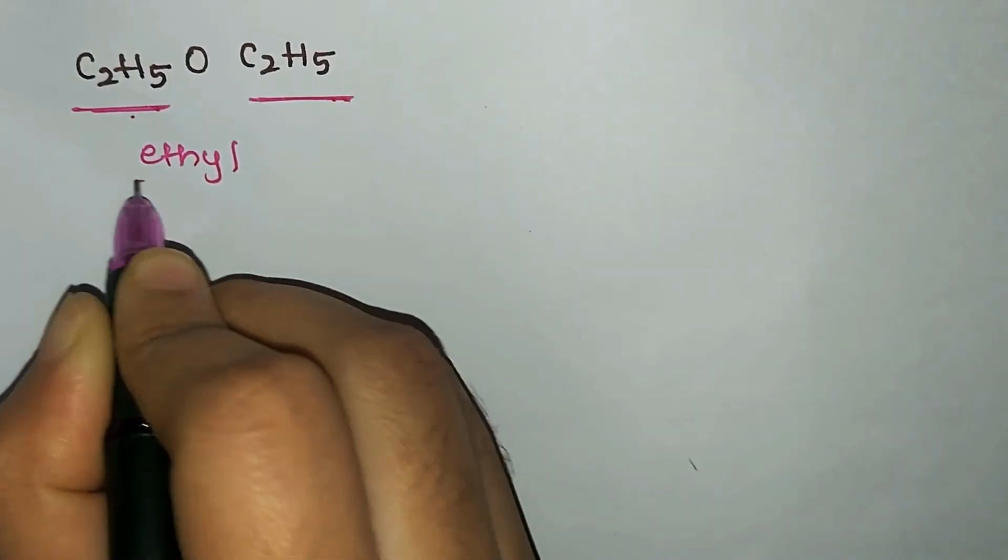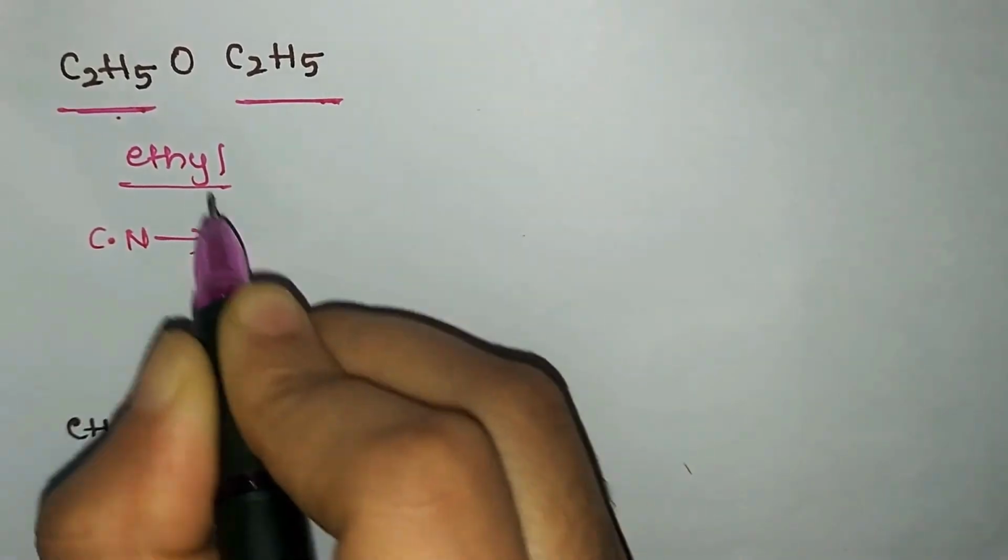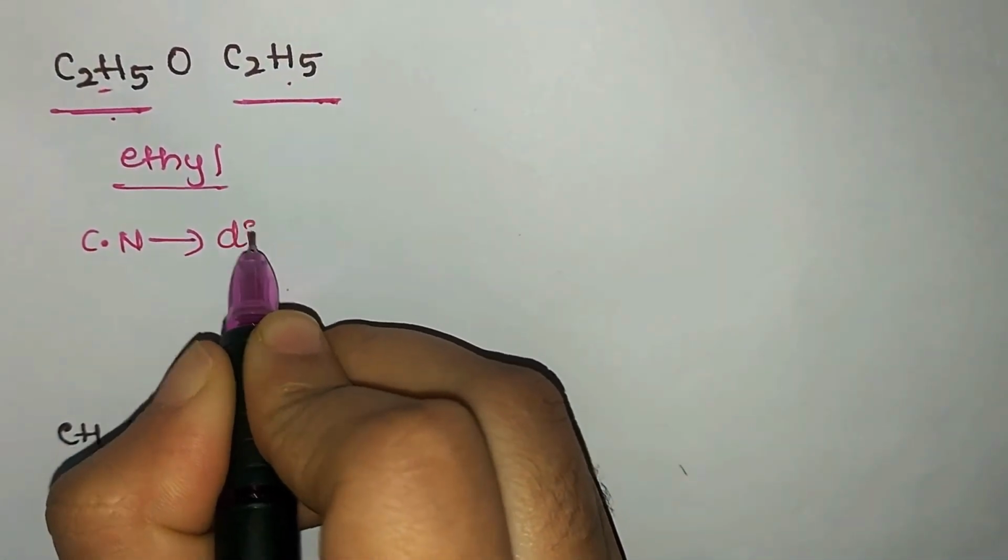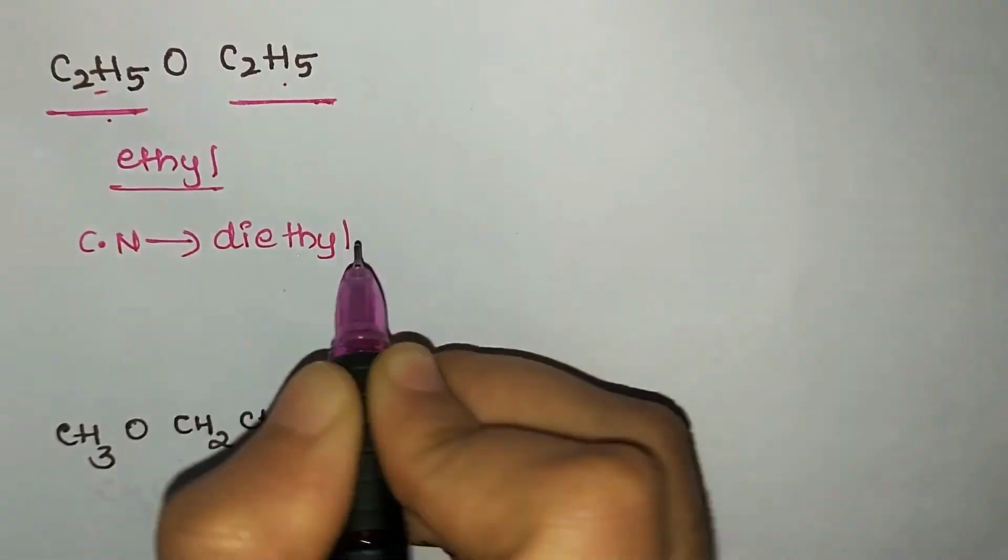So what will be the common name here? The common name will be diethyl ether. Why? Because we have two ethyl groups, hence the common name is diethyl ether.